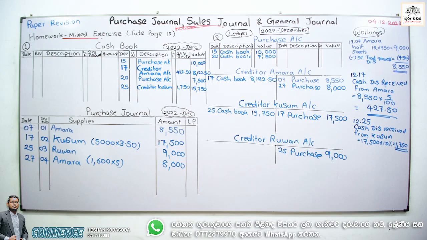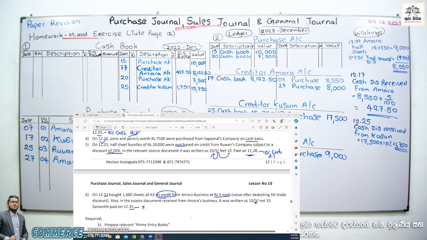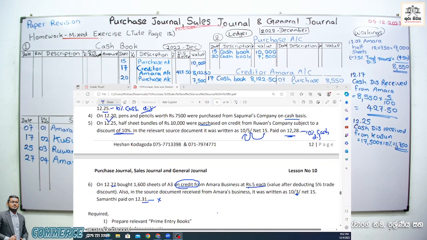Now here, number 6 is not eligible for the cash discount because it was paid on the 31st. Bought on 27th, we paid after 4 days. But to be eligible for the cash discount, we need to pay within 3 days. So here we are not eligible for the cash discount. We paid on December 31st.